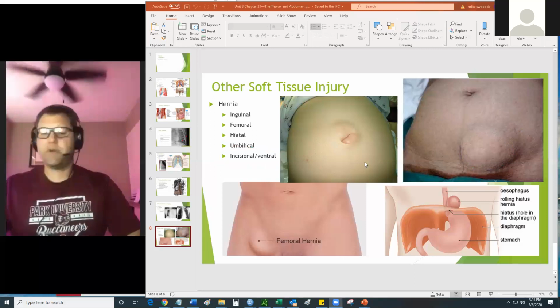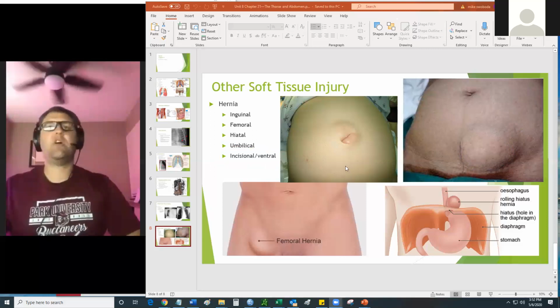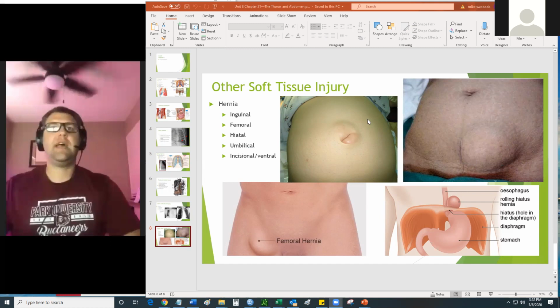So pretty quick one there, but that is everything we have on the thorax and the abdomen. And then we'll be finishing up here with primarily the head, and we will see you all then.